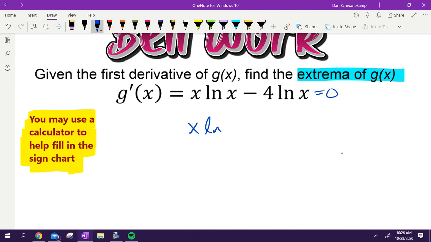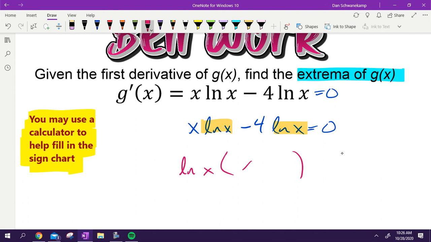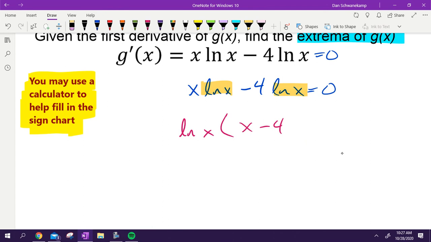So x natural log of x minus 4 natural log of x is equal to 0. Super yucky here. I need to solve that. What can I do? Take out a natural log of x. If they have something in common, I don't care what it is, you can factor it out if both of them have it in common. So I'm taking a natural log of x out, and I'm going to be left with x minus 4. Just like always, I'm taking each thing and setting it equal to 0. This one's easy. It's x is equal to 4.